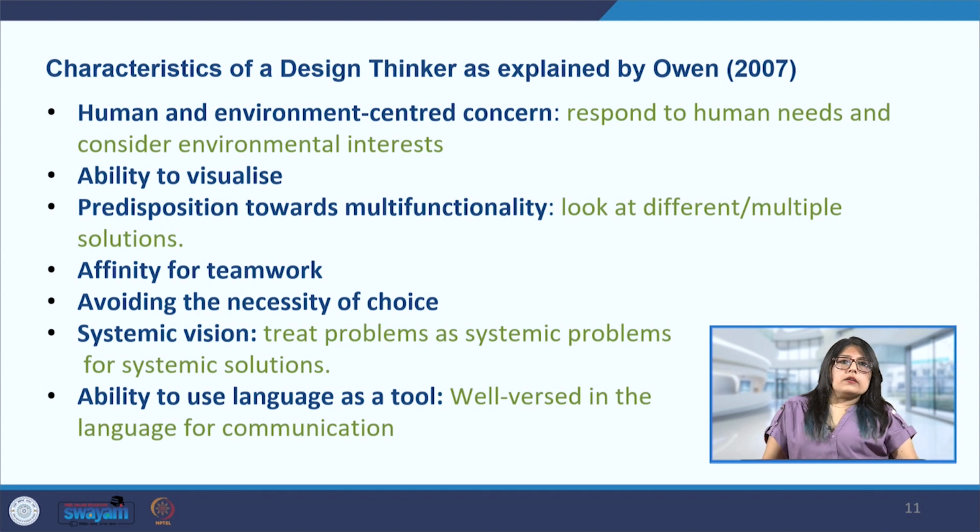The next is the ability to visualize. This is probably a key skill for a designer to have. If the designer is unable to visualize, that may be a challenging situation, because the designer has to transform the abstract idea into tangible forms.